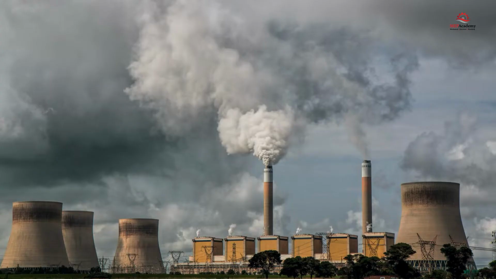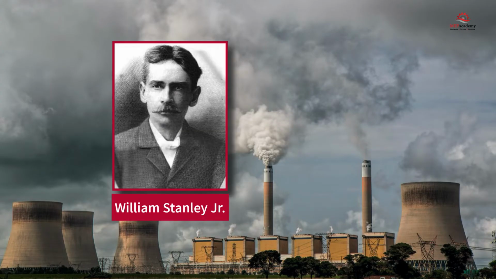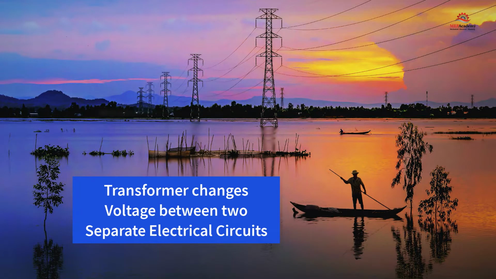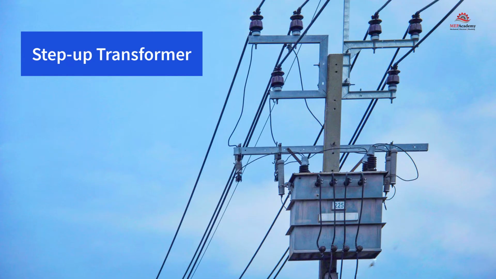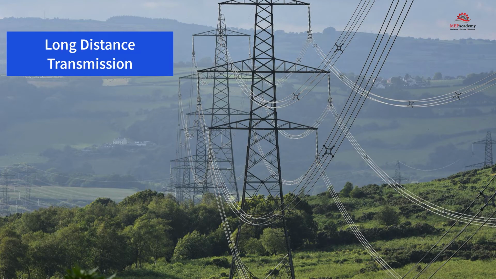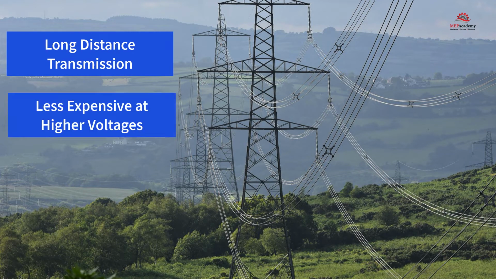The transformer was developed by William Stanley to solve the problem of transmitting electricity efficiently over long distances. A transformer is used to change the voltage between two separate circuits using induction. A step-up transformer increases the voltage of electricity in the transmission power lines to allow electricity generated at the power plant to be transmitted long distances to where it is needed. Transmitting electricity long distances is less expensive and more efficient at higher voltages.